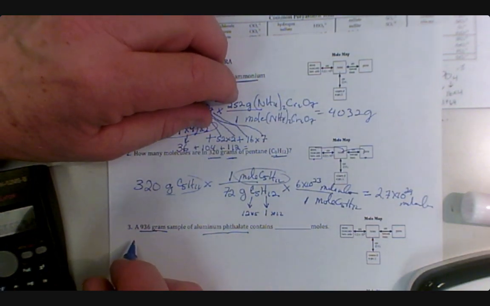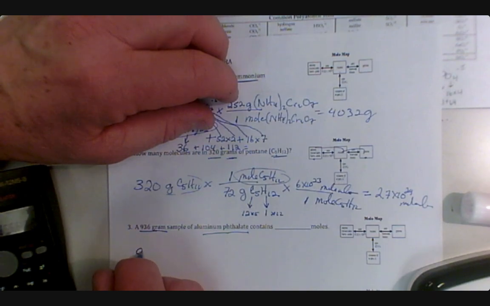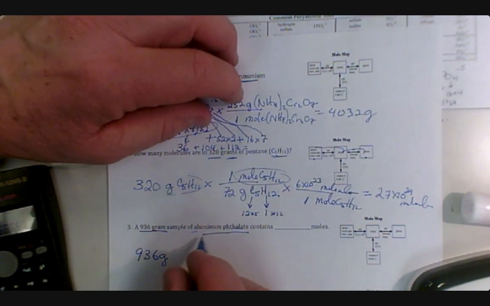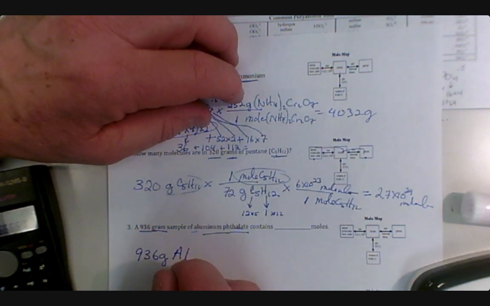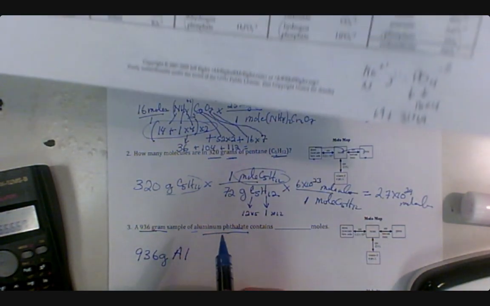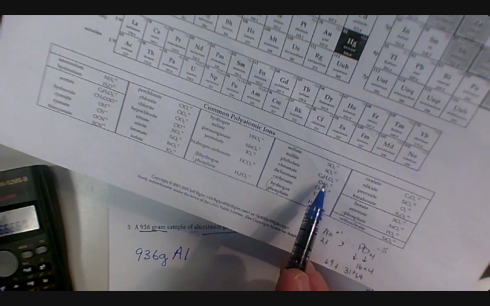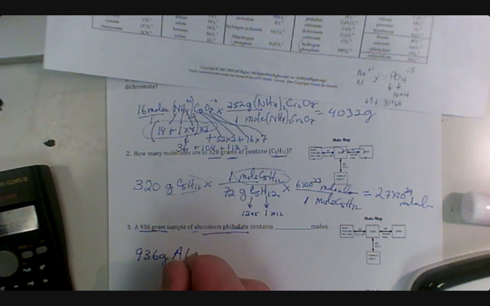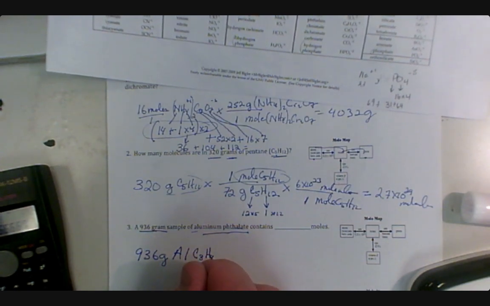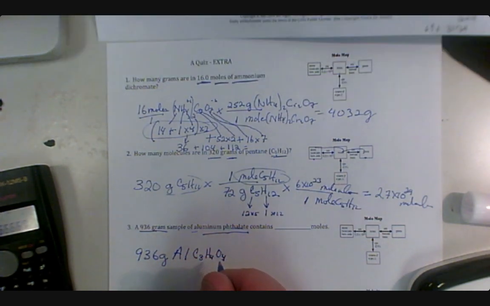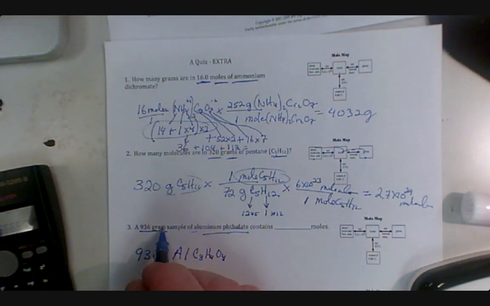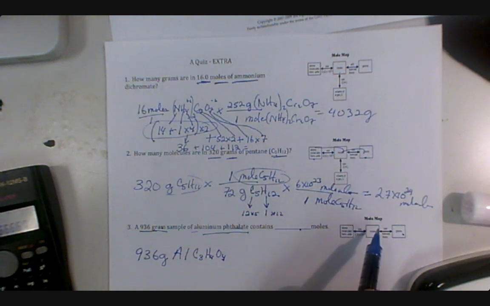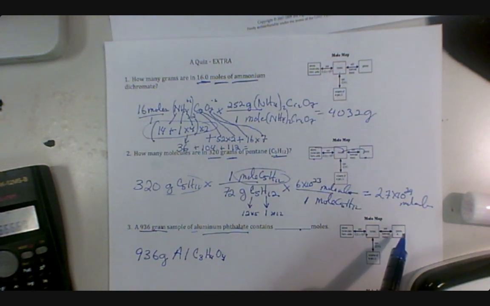Number 3. Again, you write down what you're given, 936 grams. You write down what you're talking about, aluminum phthalate. So I used this one because it was a weird one. I thought it might be something you don't have on any of the quizzes. So phthalate's right here, C8H4O4. All right, we're just trying to change from grams to moles. So we're going from here to here. Right there, one step.